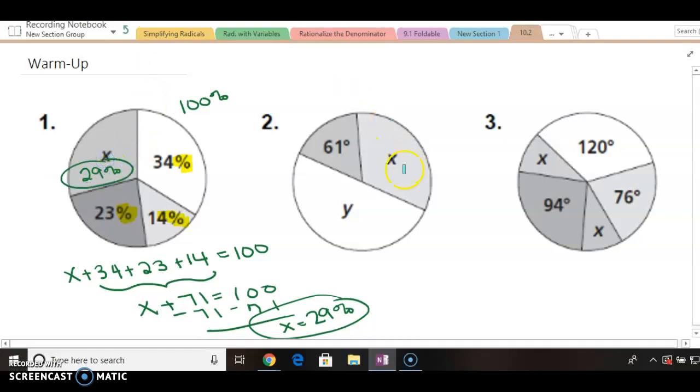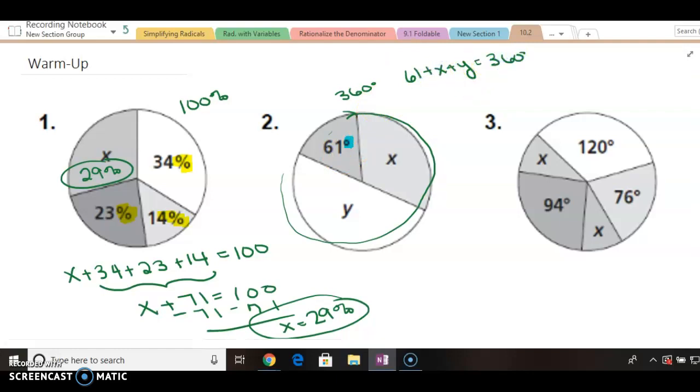Now notice here I'm talking about degrees. So think of a circle. This may be new, you may know it. If we go all the way around a circle, we have a total of 360 degrees. So 61 plus x plus y has to equal 360.